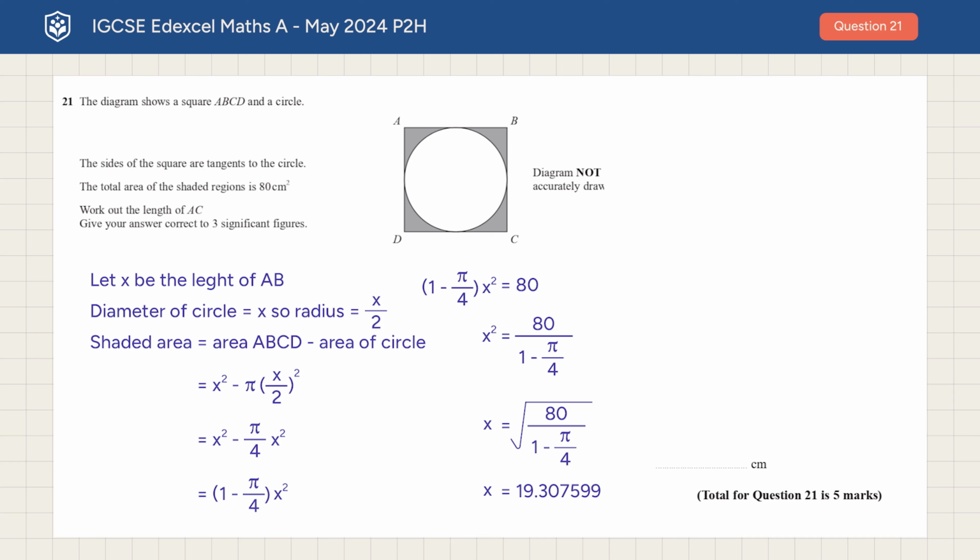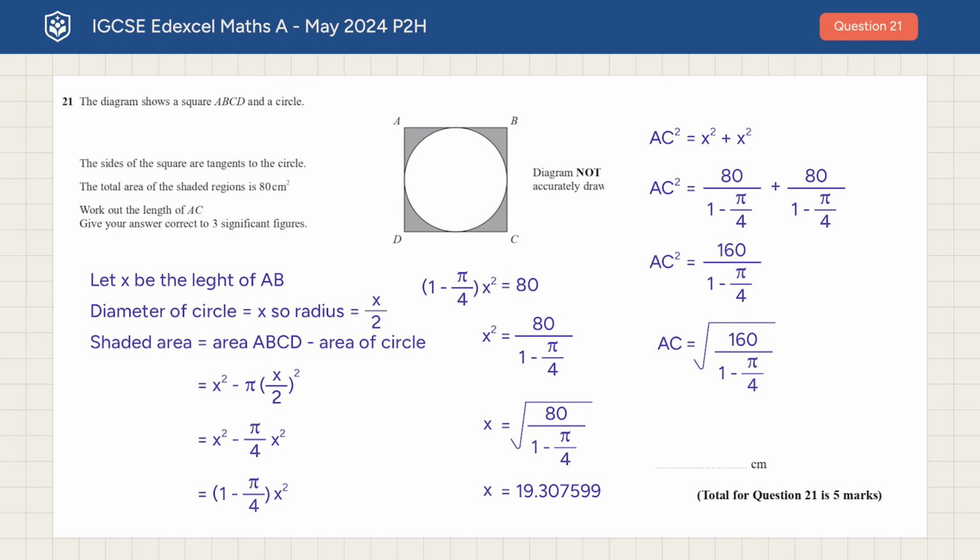Now, we need the diagonal, AC. In any square, the diagonal creates a right-angled triangle. Using Pythagoras, the diagonal squared equals x squared plus x squared, which is 2x squared. So we multiply our value for x squared by 2. 2 times 372.7 equals 745.4. Finally, to find the length of the diagonal AC, we take the square root of that result. The square root of 745.4 is 27.305. Rounding to 3 significant figures, our final answer is 27.3 centimeters.